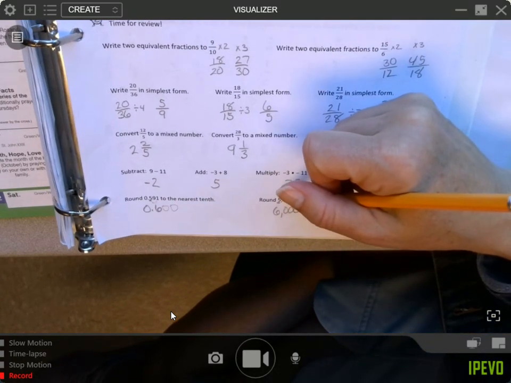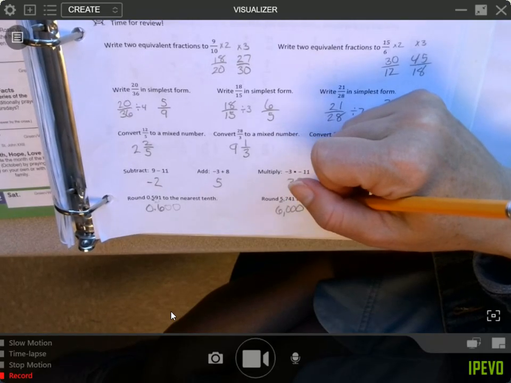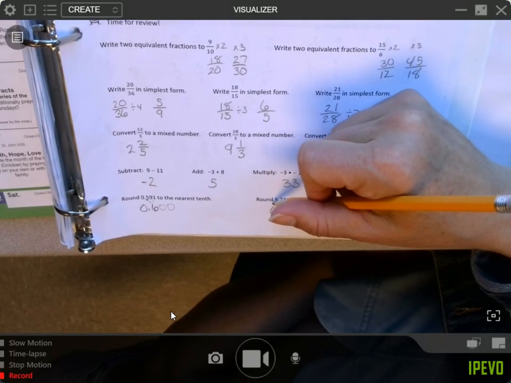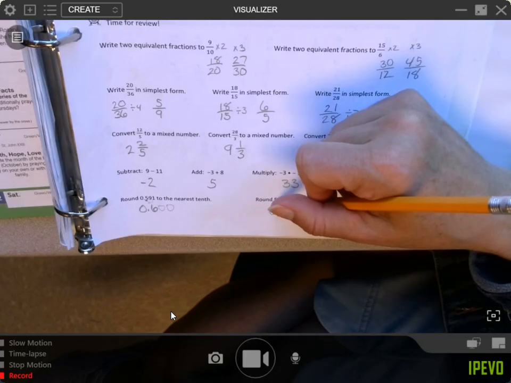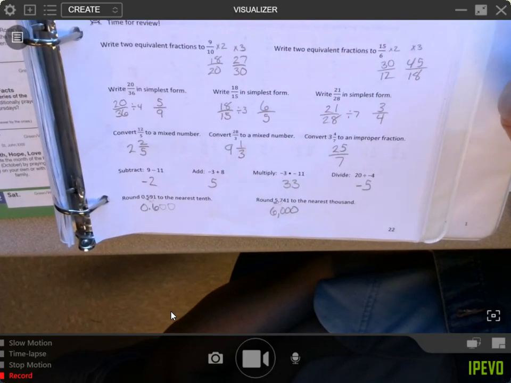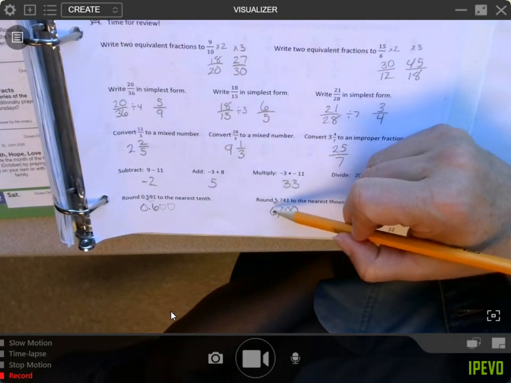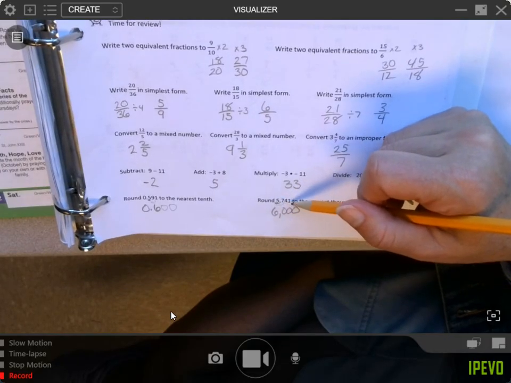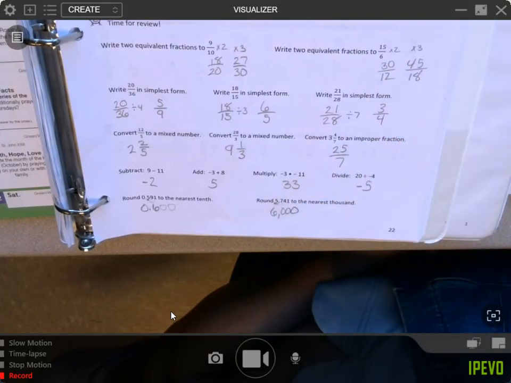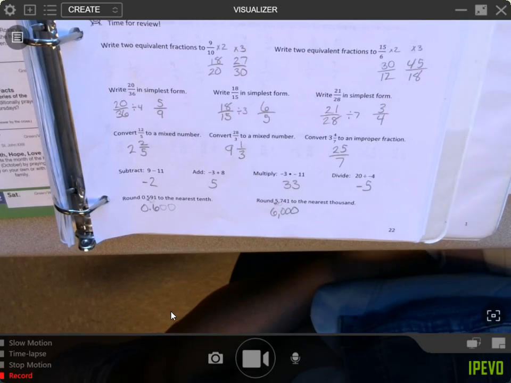Rounding 5,741 to the nearest thousand. That 5 is in the thousands place. After it is a 7. So I round that 5 up. Everything after it turns to zeros. So 5,741 turns to 6,000. Lila, what was your question about the rounding?